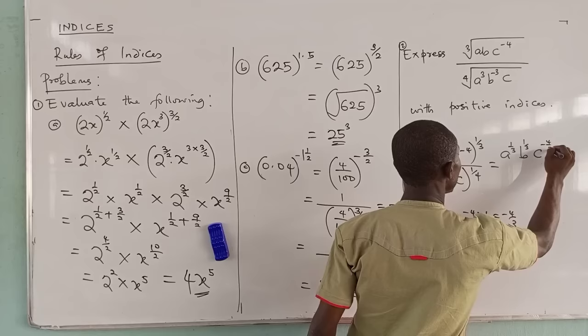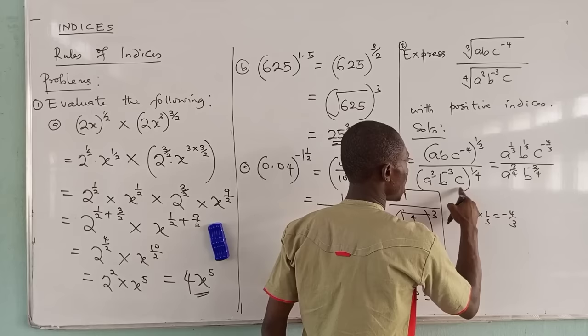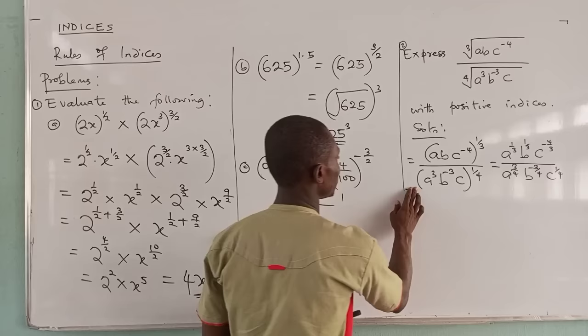And then all over, the same will happen here. This will become 3 times 1 over 4, which is 3 over 4. And this will be b raised to power minus 3 over 4. And this will be c raised to power 1 over 4. And so with that, what should I do next? All I need to do next now is to apply the division rule. Remember the division rule here.